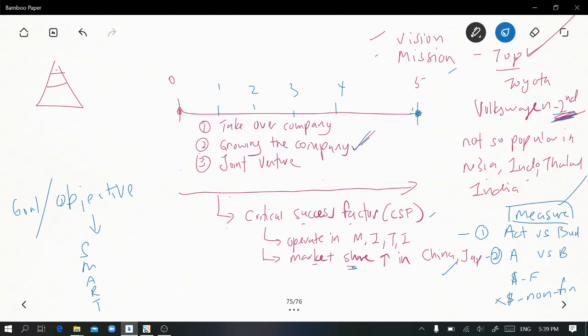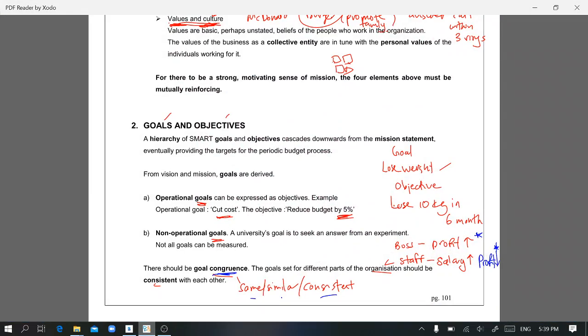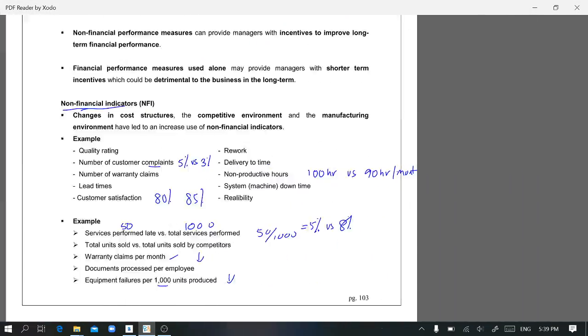Once we are able to identify the critical success factor, we must be able to measure the performance. They will be given a KPI and then we must measure. The measurement can be in the form of financial, or in the form of non-financial. Non-financial will be based on late delivery, downtime, customer satisfaction, and number of rejects. Then now we go on to financial measurement.